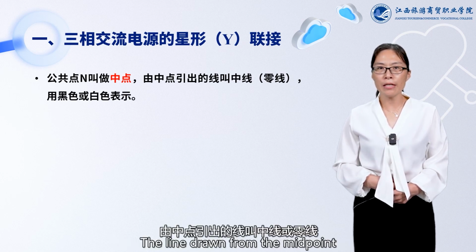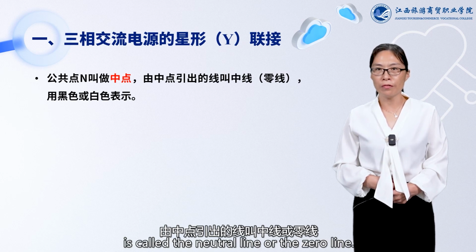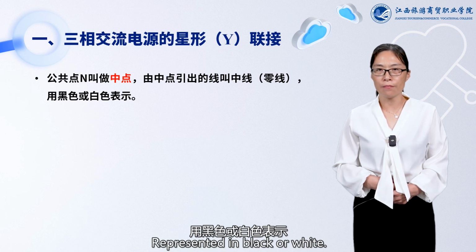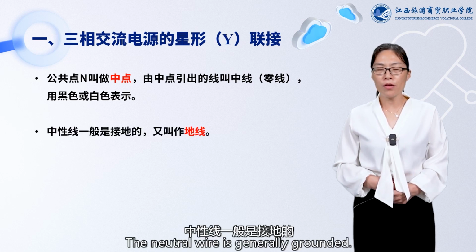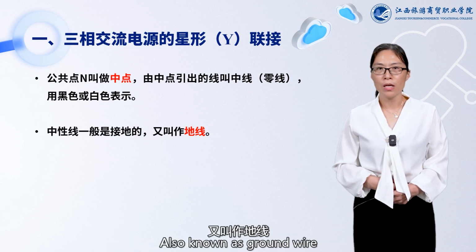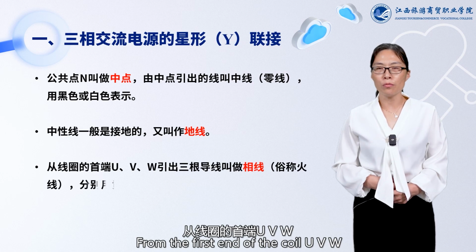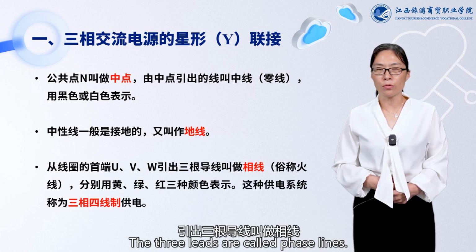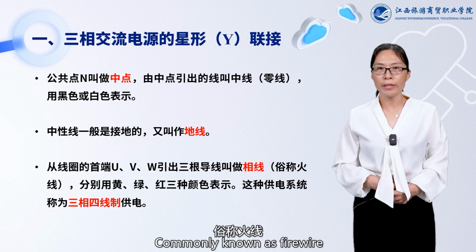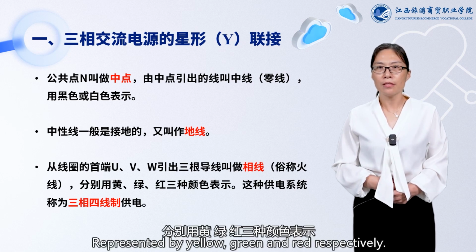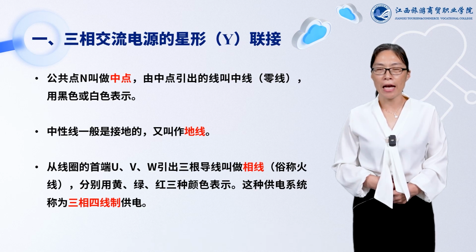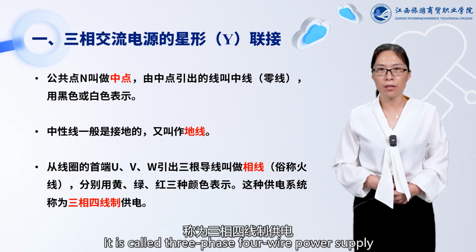The line drawn from the midpoint is called the neutral line or the zero line, represented in black or white. The neutral wire is generally grounded, also known as the ground wire. From the first ends of the coils U, V, W, the three leads are called phase lines, commonly known as fire wires, represented by yellow, green, and red respectively. This power supply system is called three-phase four-wire power supply.